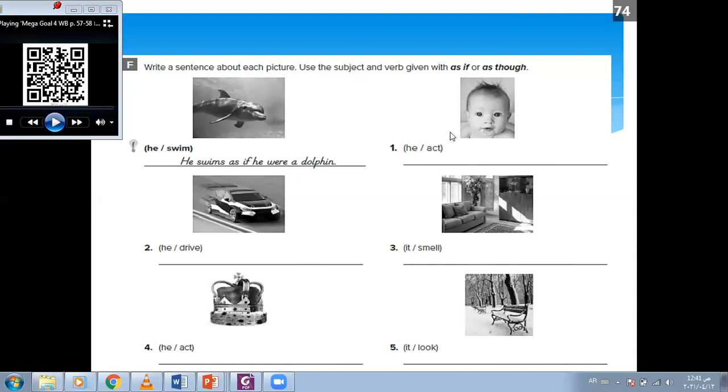طيب now I want someone to look carefully at picture number 1 and give me a right sentence using as if or as though. واحد ينظر كده للصورة ويديني مثال زي ما قلنا في الجملة الأولى. يلا يا شباب، الناس اللي محتاجة إنها تحاول وتشارك يا ريت ما يترددش، محدش يتردد.